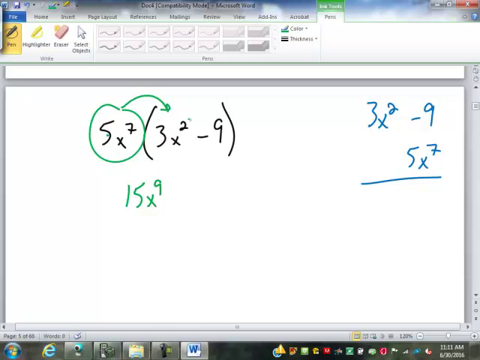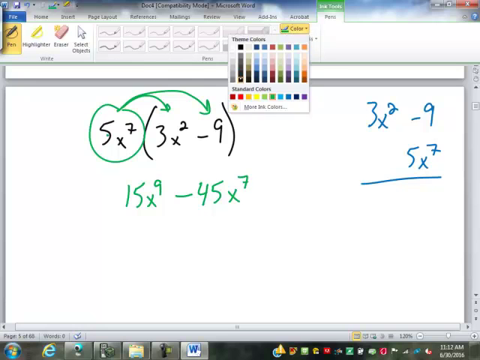X to the 7th times x squared. We add the powers when we multiply variables with exponents. 7 plus 2 makes 9. 5x to the 7th times negative 9. Negative 45. X to the 7th. Perfect.